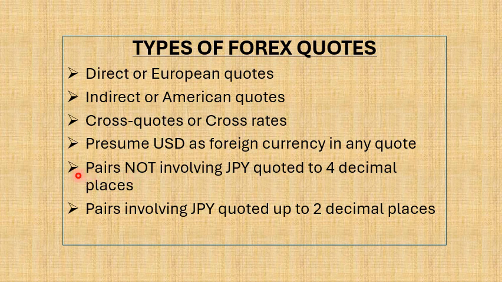Also, you may notice that pairs not involving the Japanese yen are quoted to 4 decimal places, and those involving the Japanese yen are quoted up to 2 decimal places. This is the market convention.